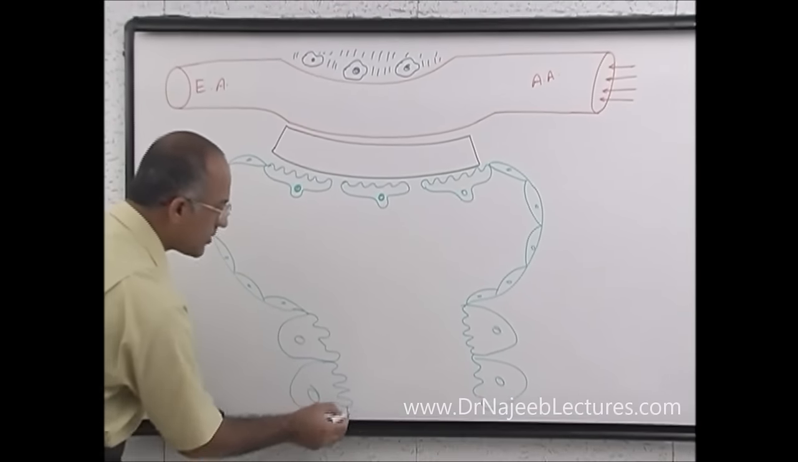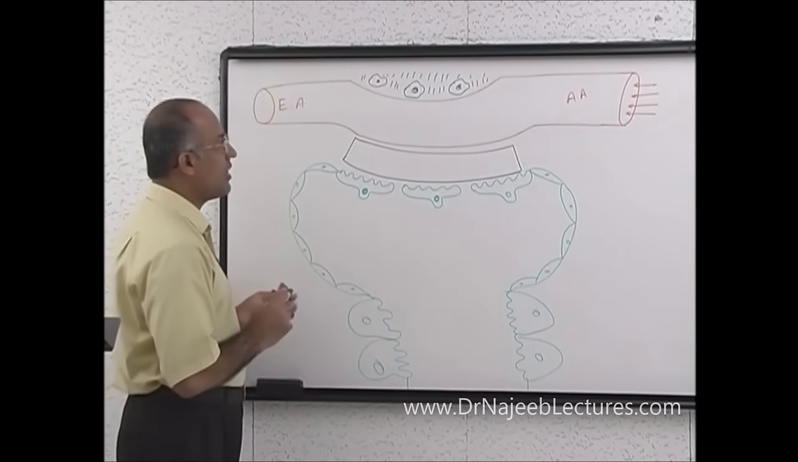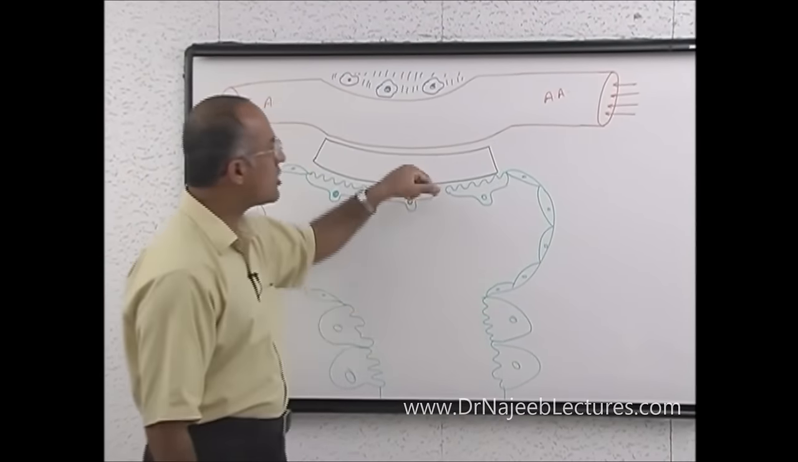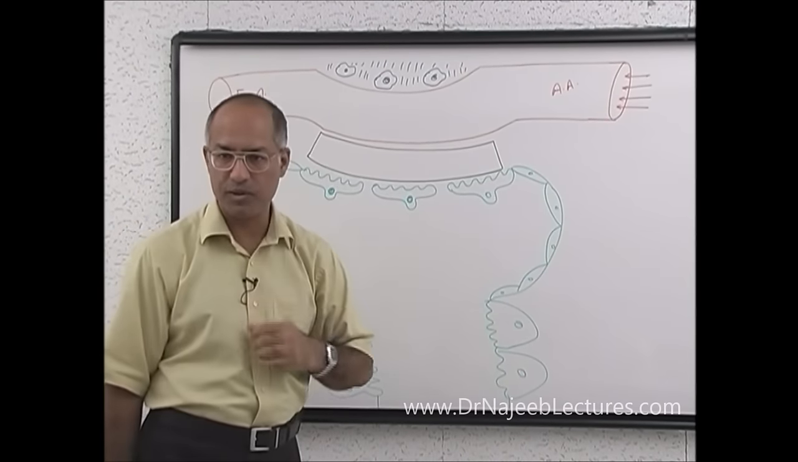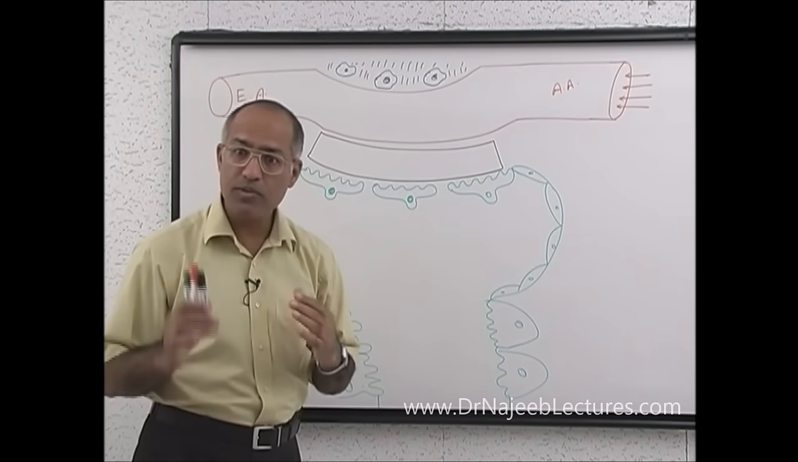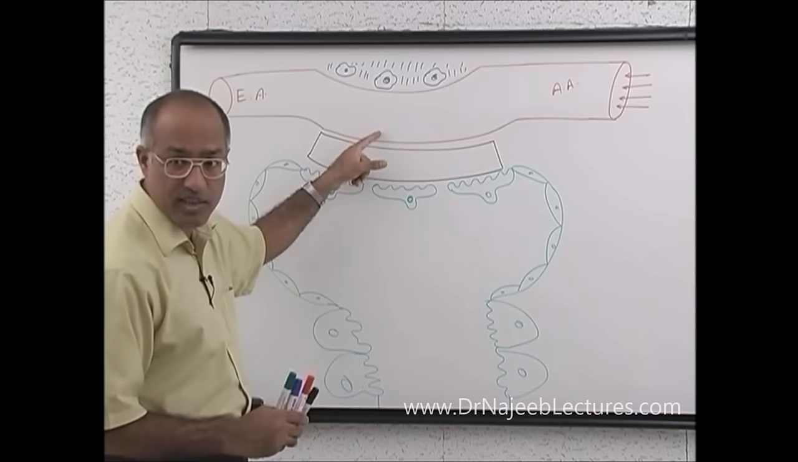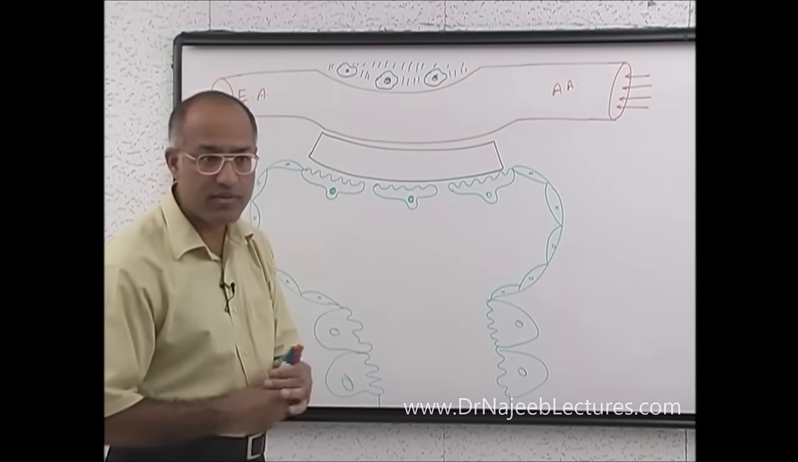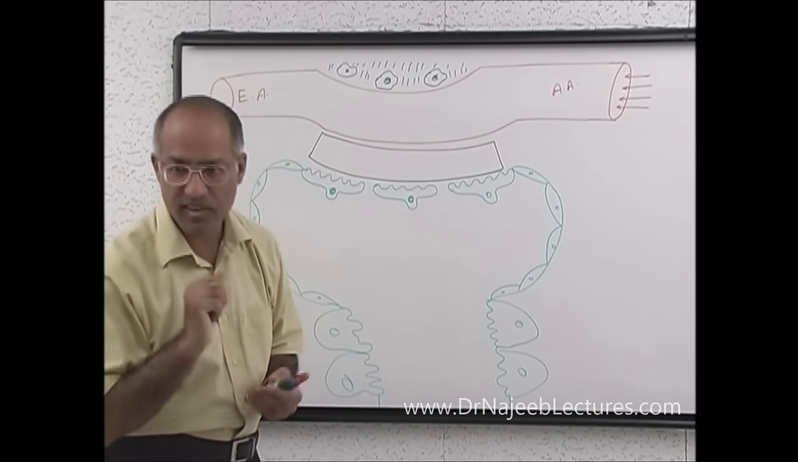This is their brush border. Now, first of all, I will talk in detail about endothelial cells. Endothelial cells which line the glomerular capillary are a very special type of endothelial cells. What is the very special thing about them? The endothelial cells which are present over here have thousands of holes, or perforations, within the cell.